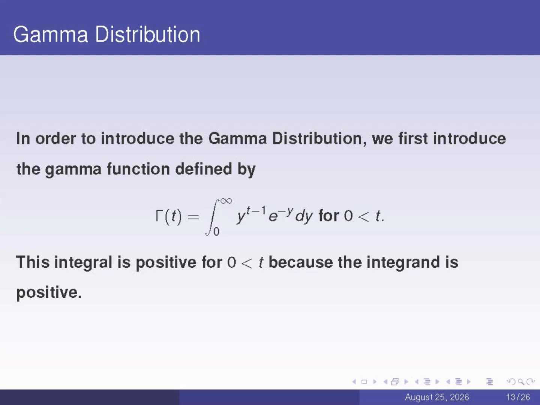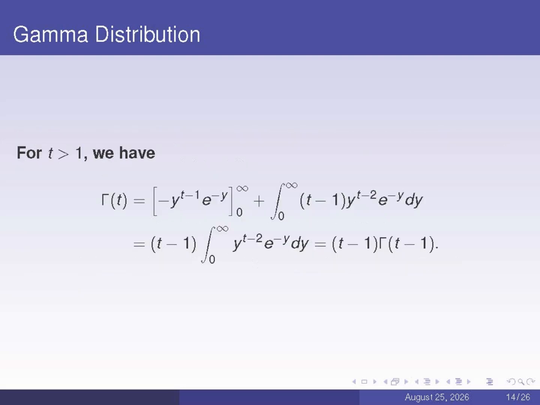This gamma function is strictly positive. When t is greater than 1, we can obtain the reduction formula for the gamma function. The equality in line 2 is obtained by using integration by parts. After simplification and rearrangement, we arrive at the reduction formula in the last line.